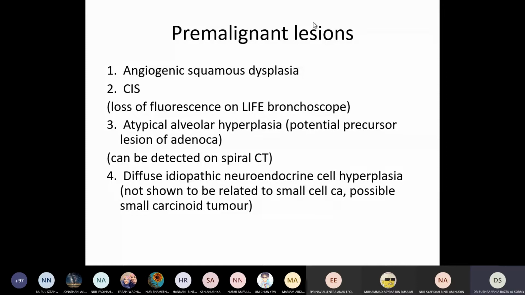Okay, what are the premalignant lesions? We have angiogenic squamous dysplasia and carcinoma in situ, which we can detect through LIFE. Atypical alveolar hyperplasia is a potential precursor for adenocarcinoma and can be detected with a spiral CT scan. Diffuse idiopathic neuroendocrine cell hyperplasia is not shown to be related to small cell carcinoma, but is a possible precursor of small carcinoid tumor.